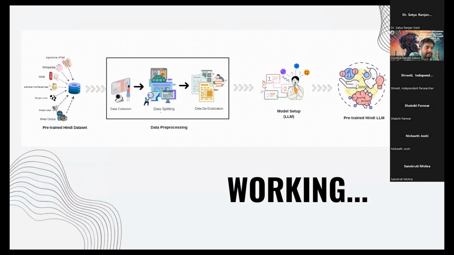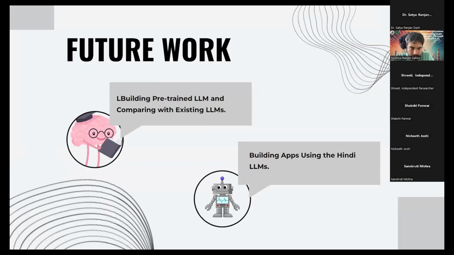So this is the future work. First we have a dataset from different sources, after that pre-processing, and after that pre-processing we are pre-training our model, setting up our models, and after that we have our Hindi LLM model. That LLM model we may use for many tasks, like machine translation and others.